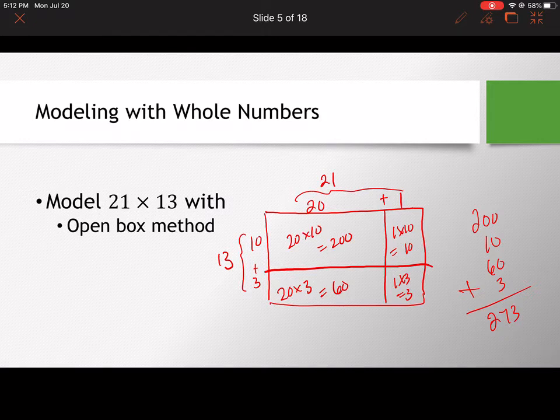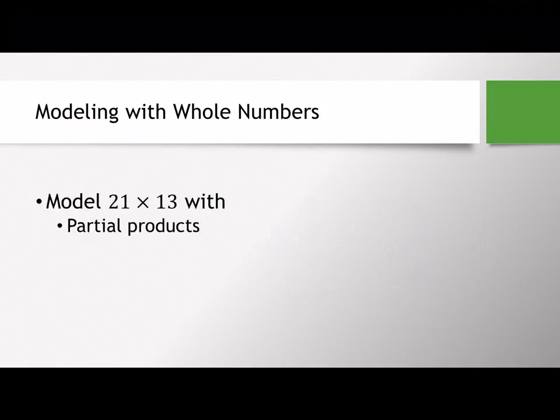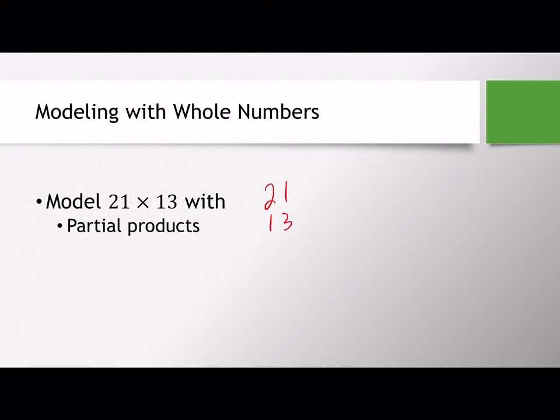So that's the open box method. We're going to model this with partial products. Recall that partial products is almost like the algorithm. So we'll set up our numbers vertically, and we write down every product that we use to calculate the answer.